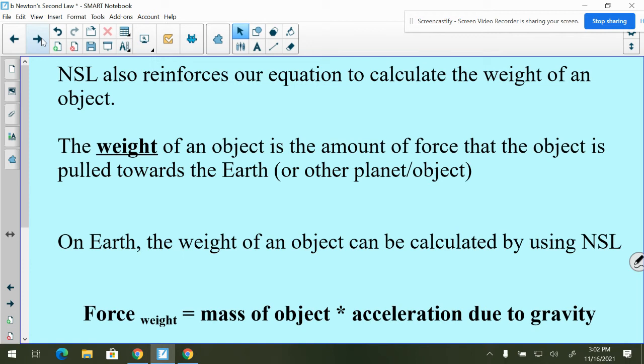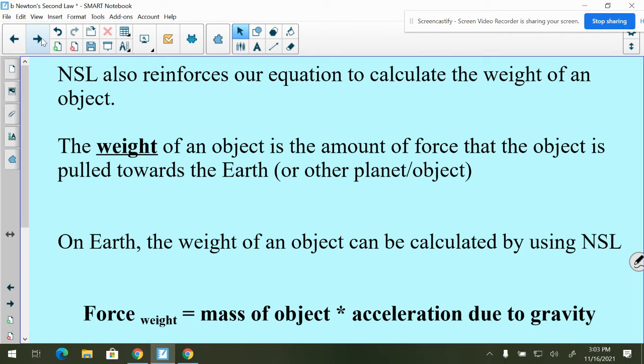I've been pretty casual about talking about weight versus mass. But it turns out, and this will be super important, the weight of an object is a force. So when I stand on a bathroom scale, the earth pulls me down. So we can use Newton's second law to calculate the weight of an object. And there's the long way and the short way. So I'm going to show you the shortcut way.